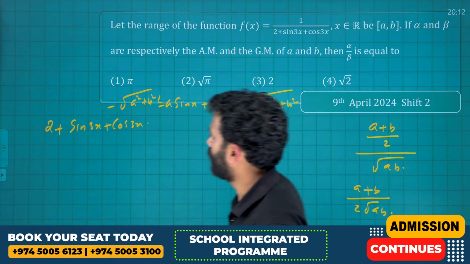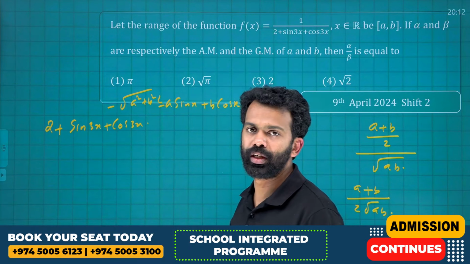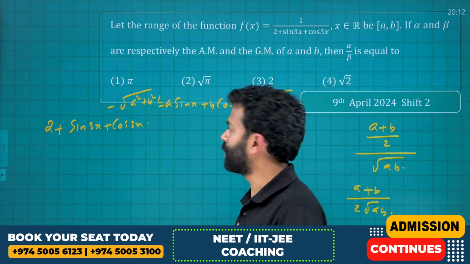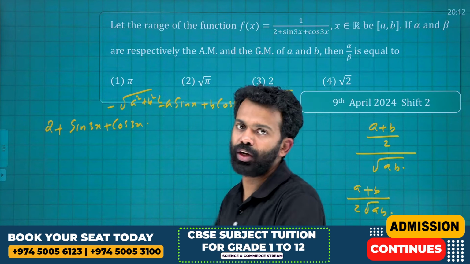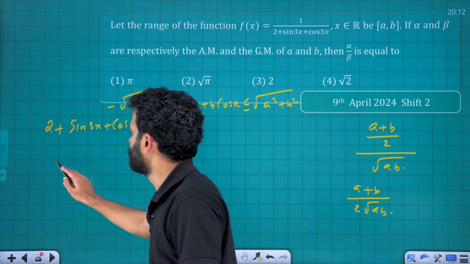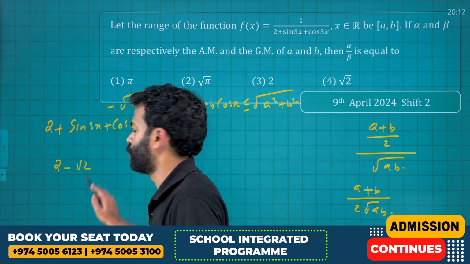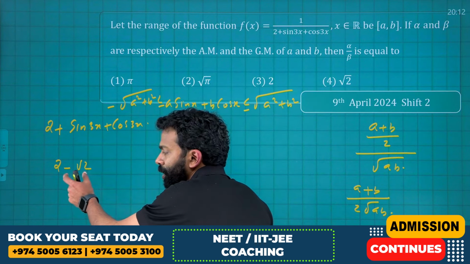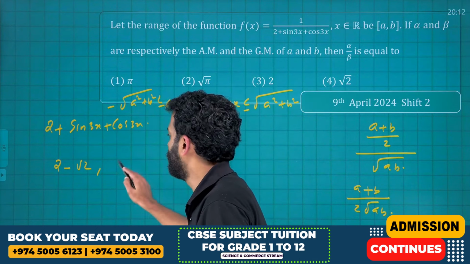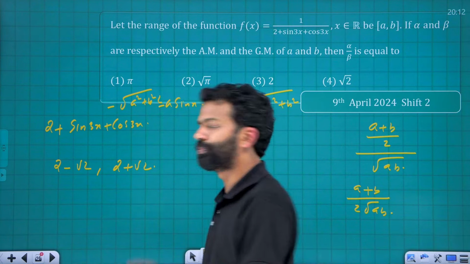Okay, so what is the minimum value of sin 3x plus cos 3x? Negative root 1 square plus 1 square, that is what? Minus root 2, and maximum value is what? Root 2. So it will be like one value will be 2 minus root 2. That is the minimum value. I am fixing the denominator part only. Okay, and the other value will be like 2 plus root 2.